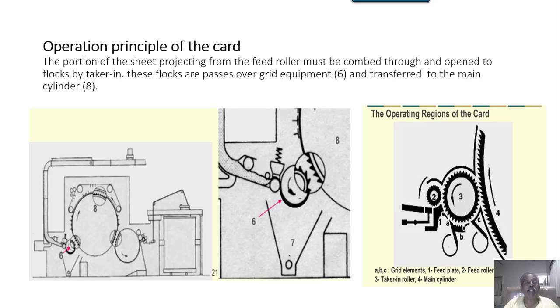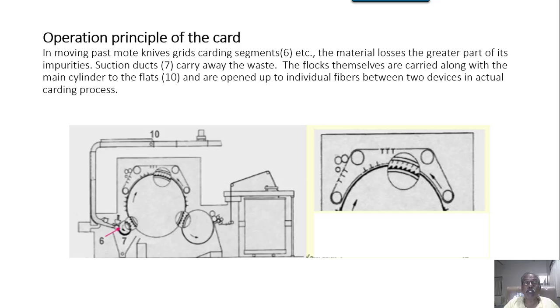So let's move ahead now. Once we have seen the feed zone, now a slight elaboration, as I have said. Here in the Rieter system, the 7 is the suction duct which will carry the waste. Flocks themselves are carried along with the main cylinder to the flats here in this one.